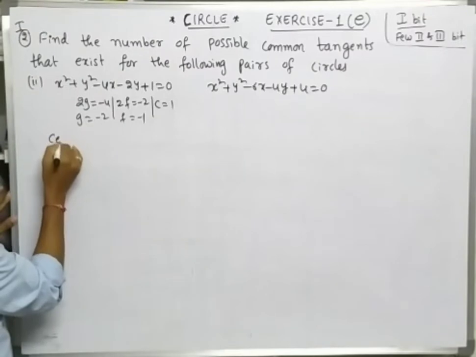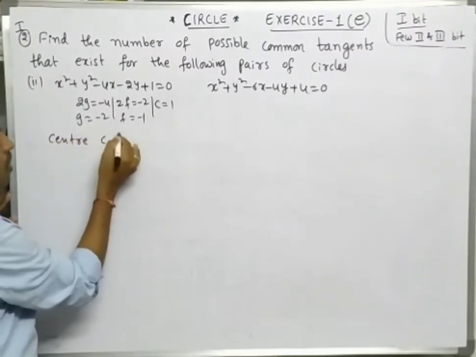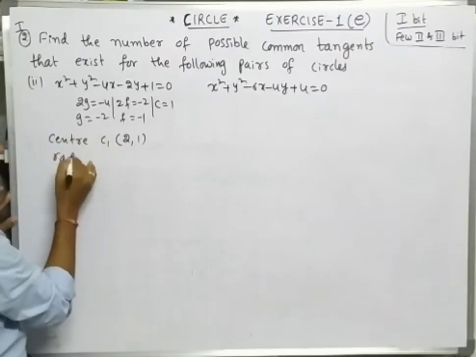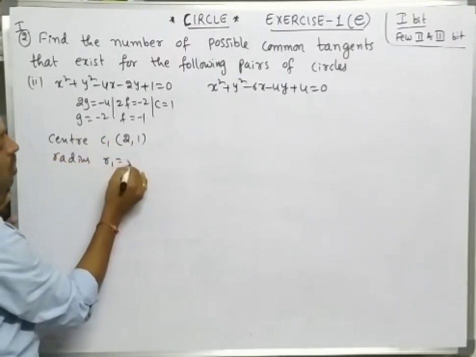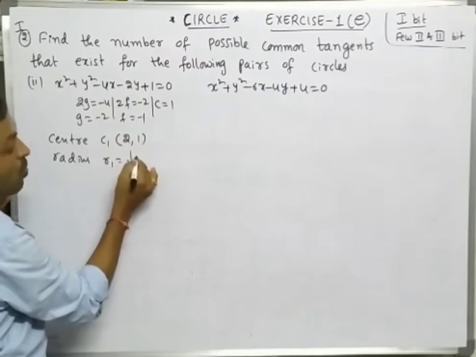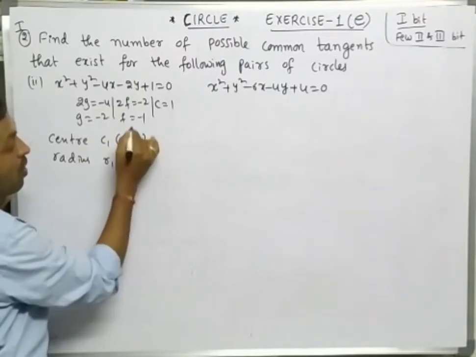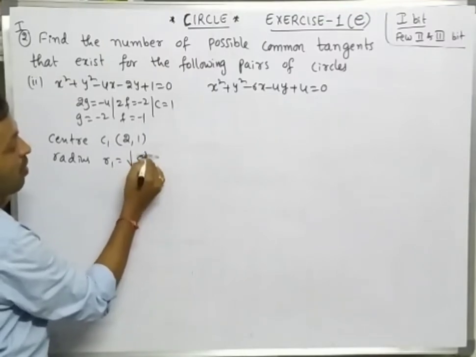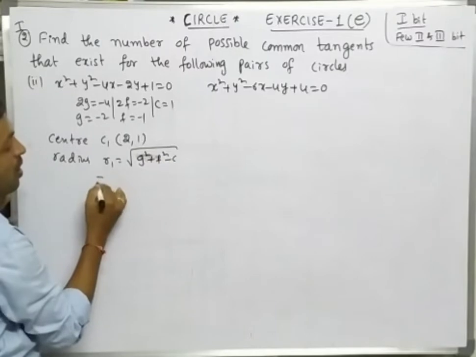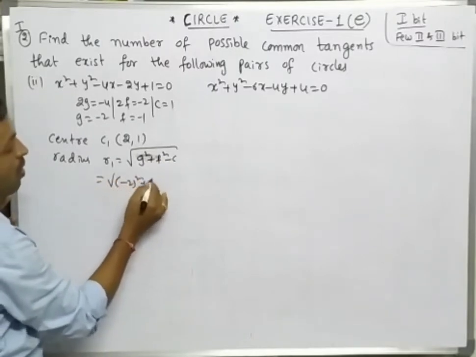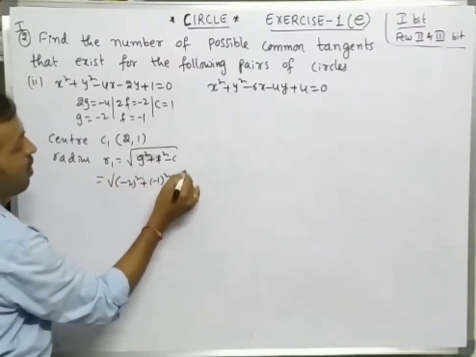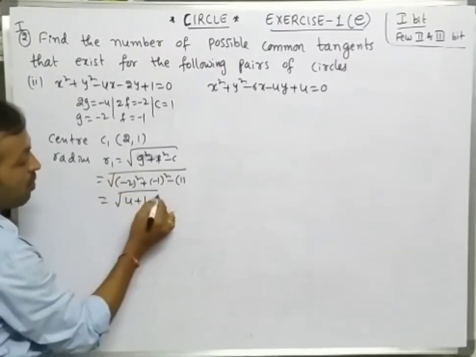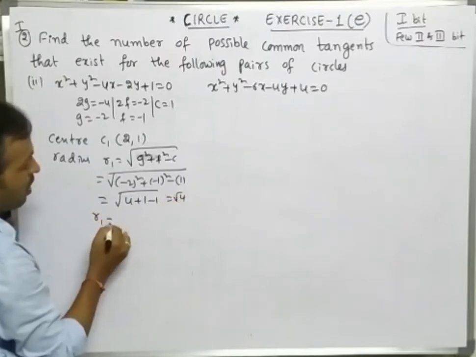In this case, the center of the circle C1 is (minus g, minus f), that is (2, 1). Next, radius R1 is equal to the square root of g squared plus f squared minus c, that is root of (minus 2) squared plus (minus 1) squared minus 1. Minus 2 squared is 4, plus 1 minus 1, the 1s cancel, root 4, therefore radius 1 is equal to 2.